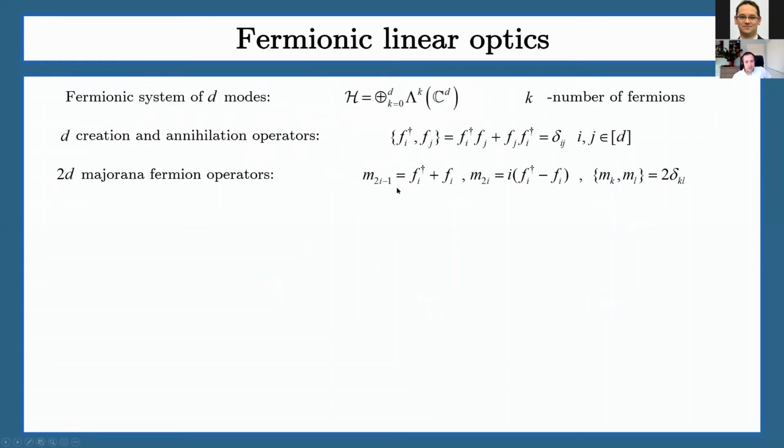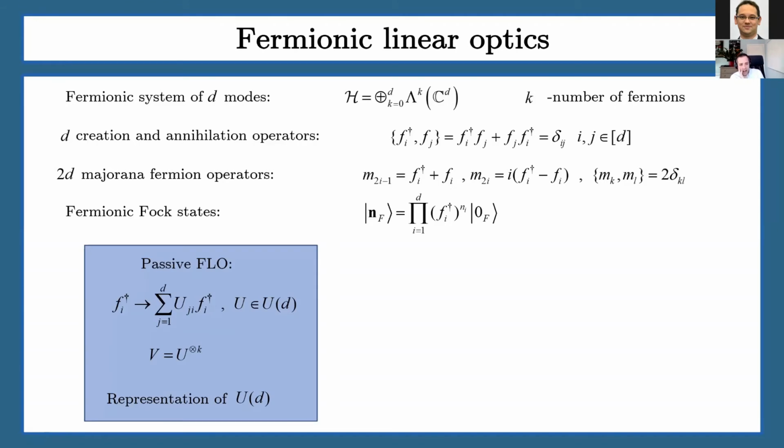We can define some linear combinations of those creation and annihilation operators that are called Majorana fermion operators. You can think of them as Hermitian counterparts of the fermionic annihilation and creation operators. So they also have some anti-commutation relations. They are Hermitian, so they can be measured. We'll be using that later. Yeah, we have fermionic Fock states.